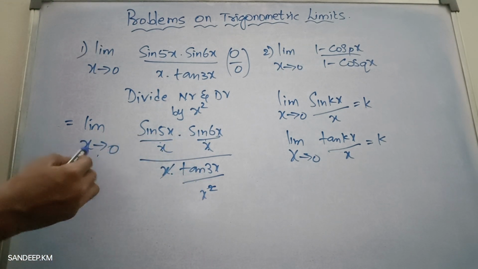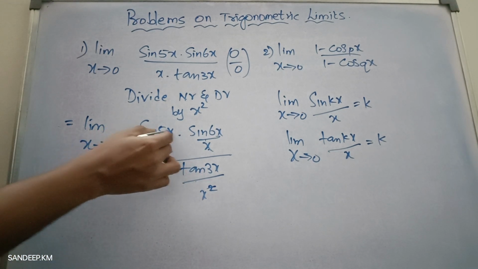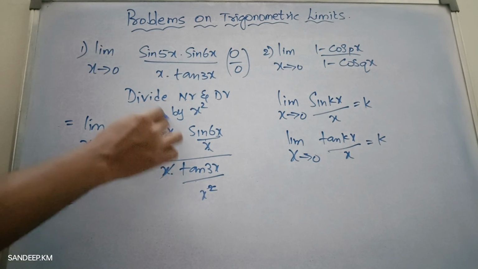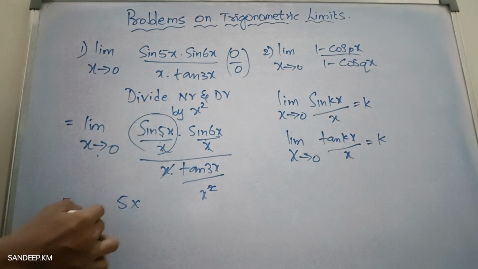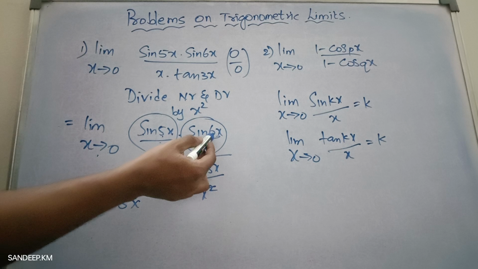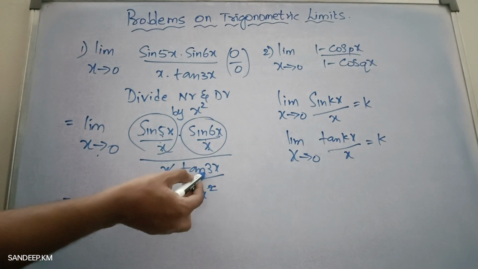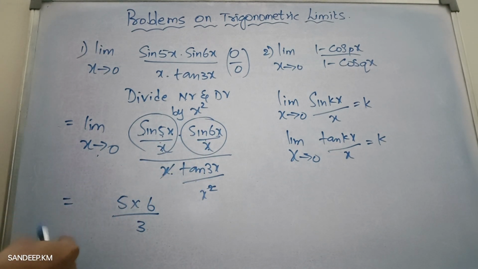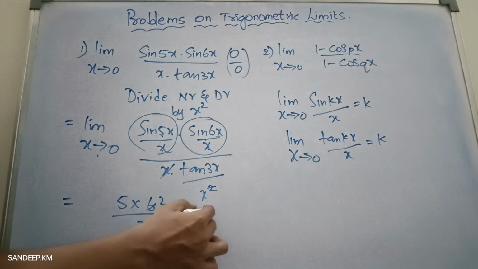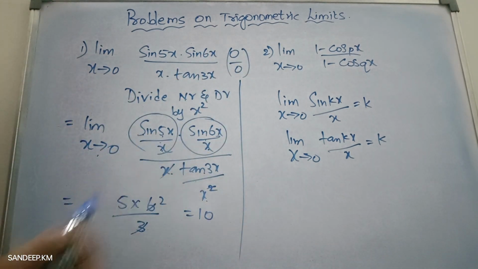Now, limit x approaches 0, sin kx by x is k. So here this will give you 5 into, and this will give you what? The k value is 6, divided by, and this will give you 3. Even tan kx by x is also k only, so tan 3x by x is also 3 when limit x approaches 0. So 3 ones are 3, 3 twos are 6, the answer is 10. So the answer for the first question is 10.